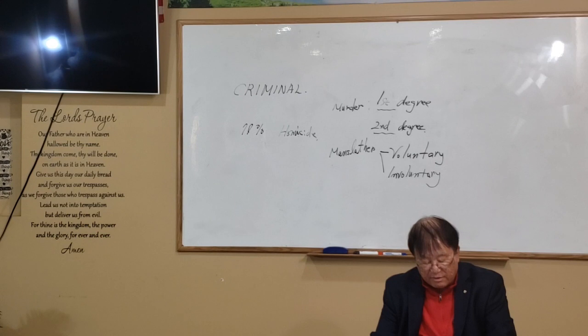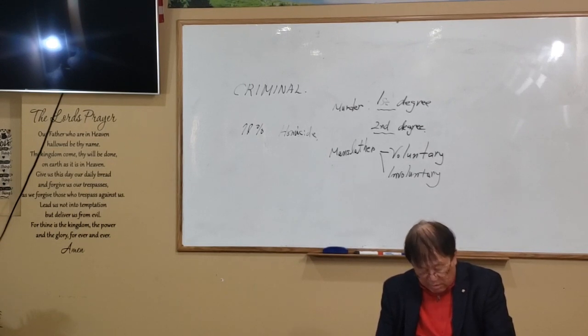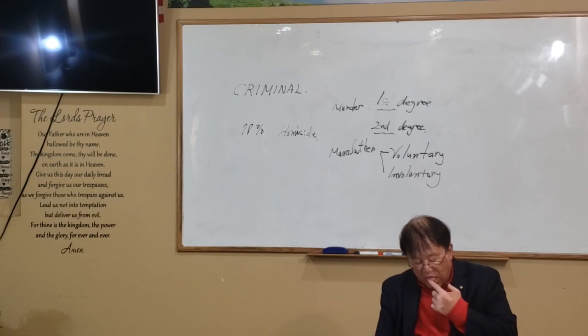B, second degree murder. Under statutes that divide murder into degrees, killings committed with the malice aforethought that are not specifically raised to first degree murder are typically classified as second degree murder.